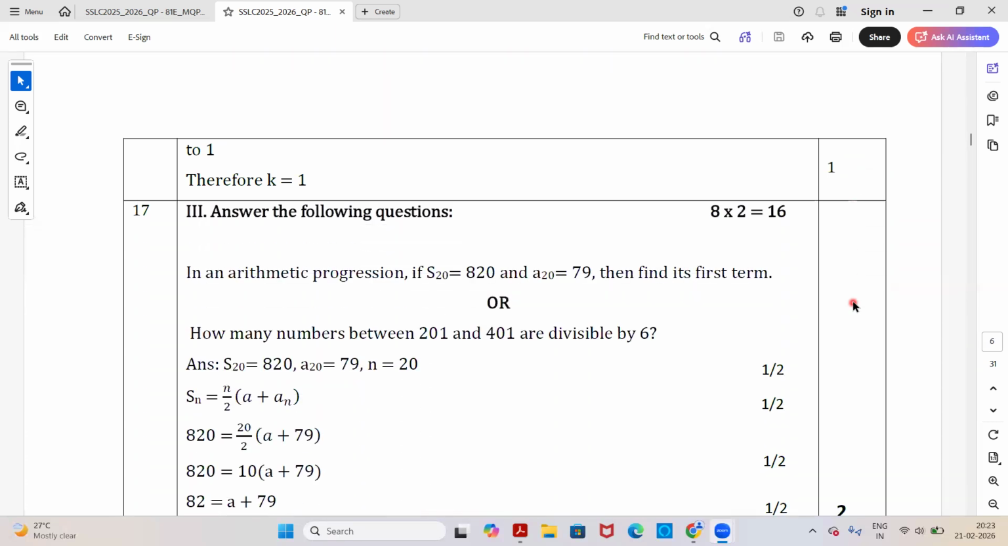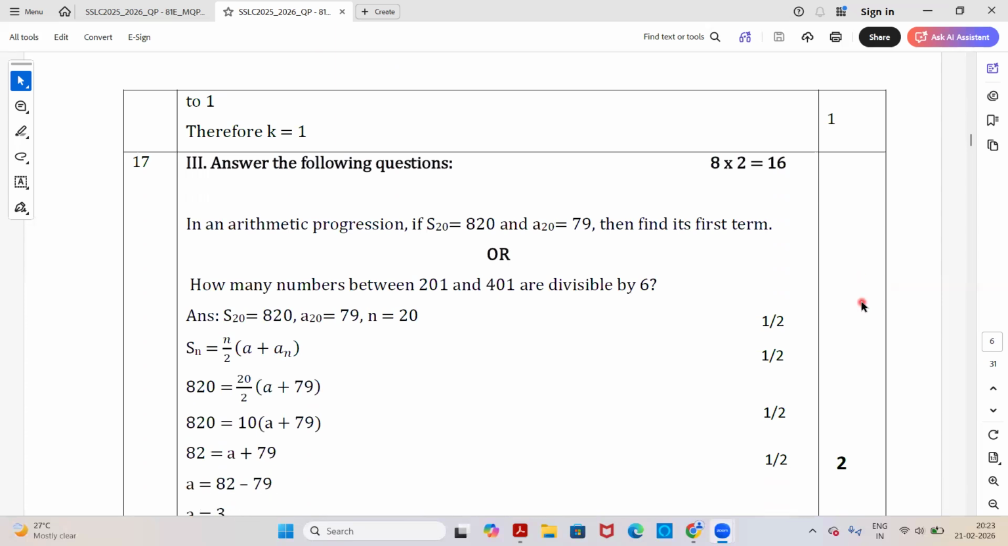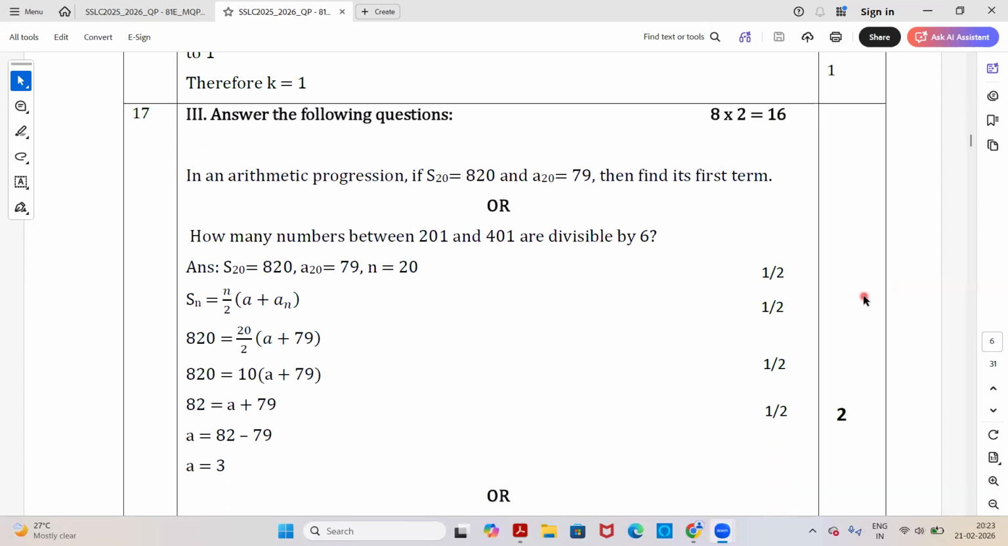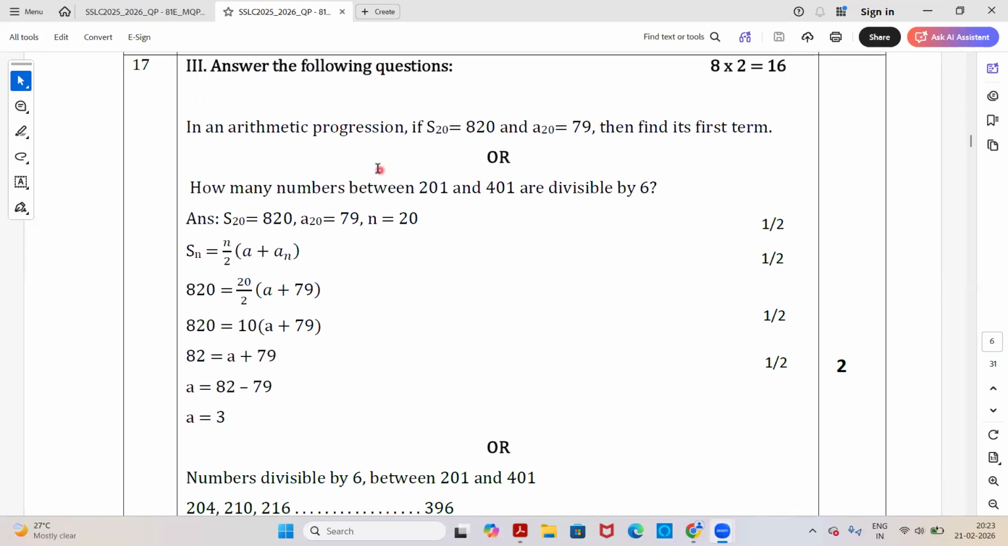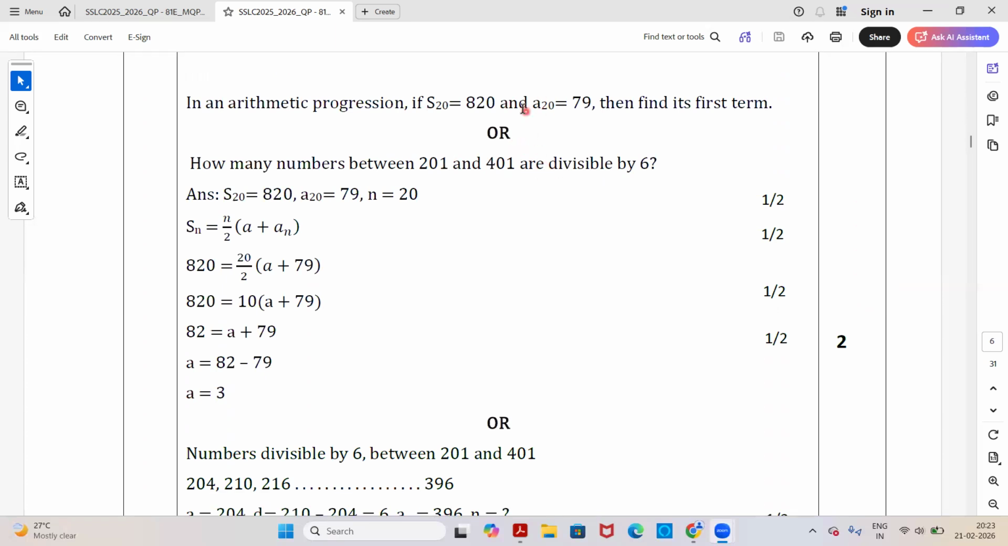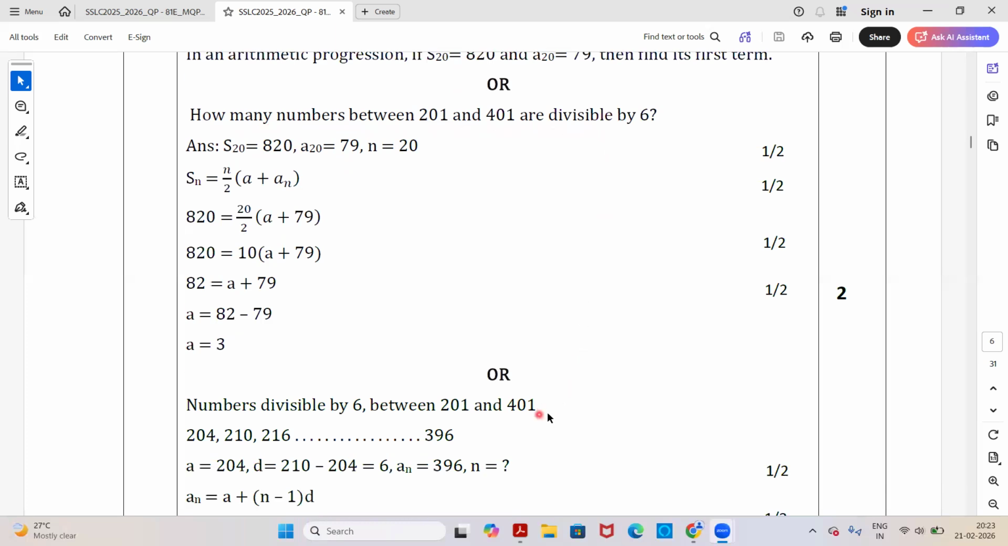So now question 17 starts for the third main and it is 2 mark questions from here. So you will see some optional questions as well. So here you can see there are 2 questions. Option is given. Anyone can be attempted for question 17. So let us see both the answers. So question 1, its answer is given here. Then second question, optional question, how many numbers between 201 and 401 are divisible by 6? Its answer is given here.